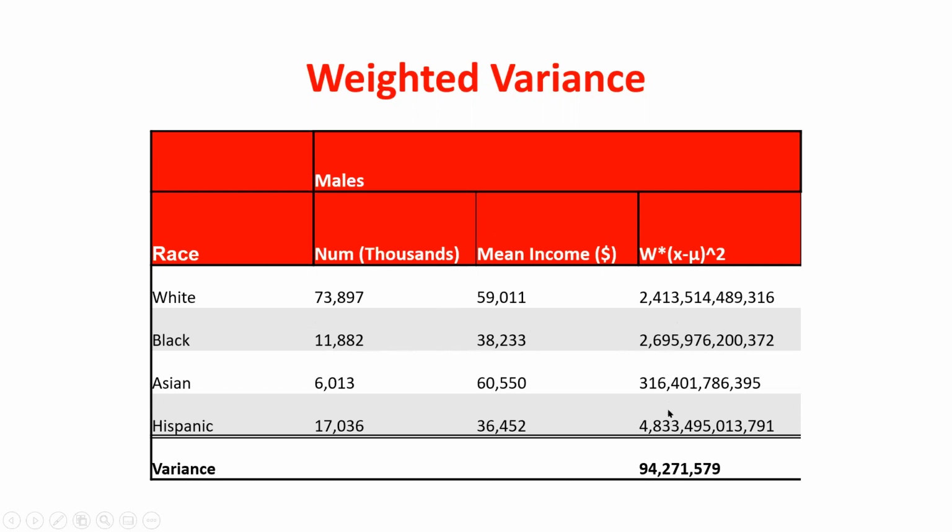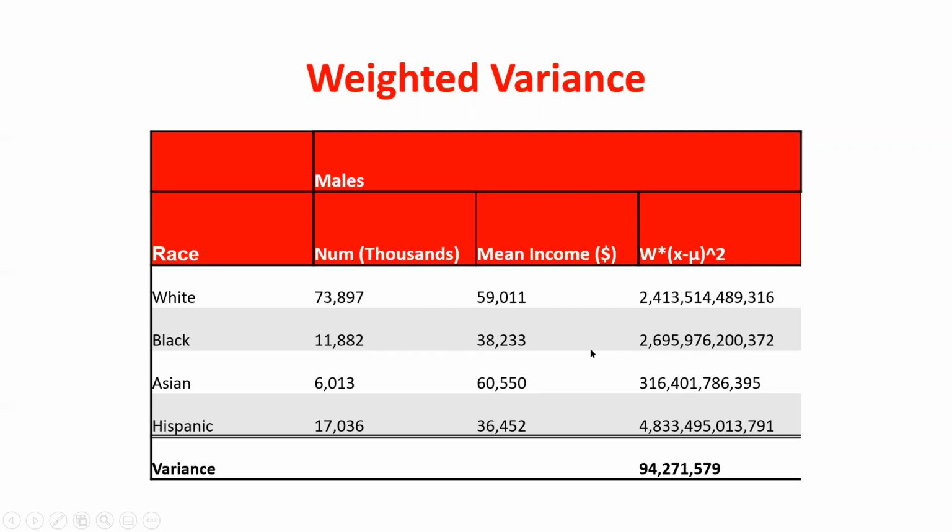Once I do this for every single group, I'll then add them all up. That would represent my numerator. And then I would divide that by the sum of the weights here. And that would give me that 94,000 weighted variance. Okay. So that's breaking this down a little bit by step. And then I'll also show you an example of this in Excel.